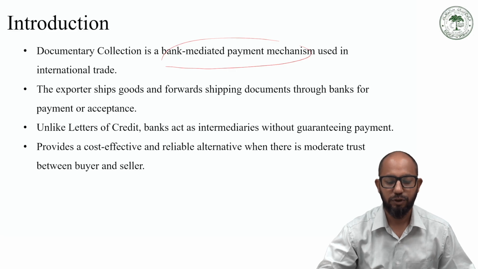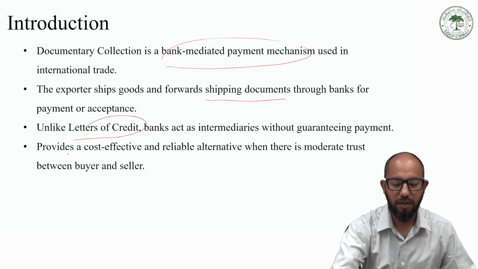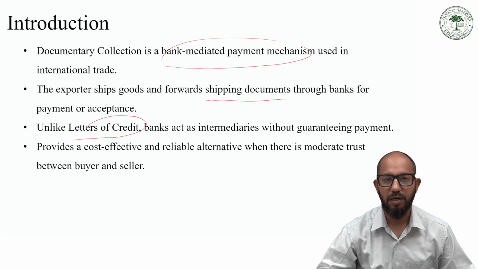The exporter, as we know, ships goods and forwards shipping documents through banks for payment or acceptance. Similarly, there are certain important attributes which banks are linked with that facilitate the trade under such circumstances. Unlike the letter of credit, banks in this case act as intermediaries without guaranteeing payment. Thus, banks are acting as facilitating bodies without taking any guarantee of the payment on behalf of the importer. In addition, such a bank intermediary facilitated mechanism provides a cost-effective and reliable alternative when there is moderate trust between exporter and importer, that is buyer and seller.